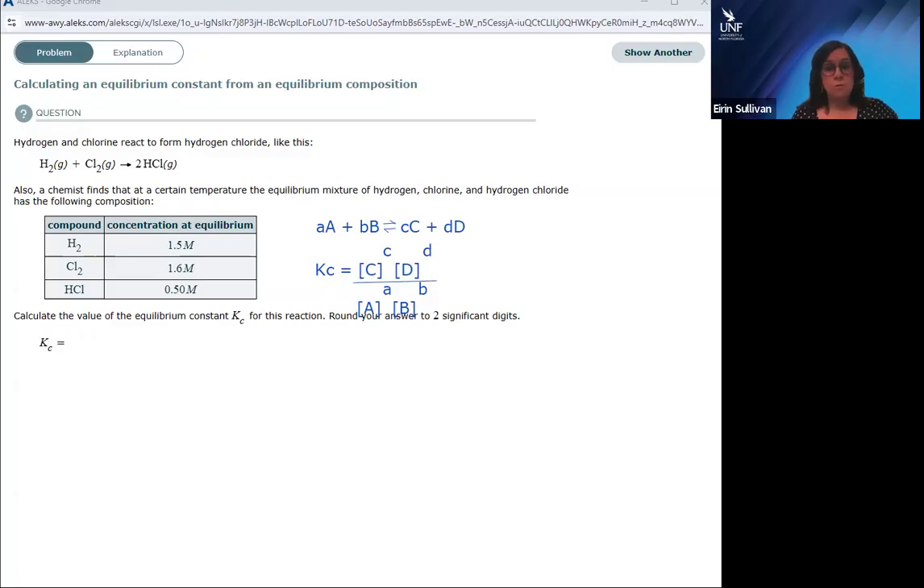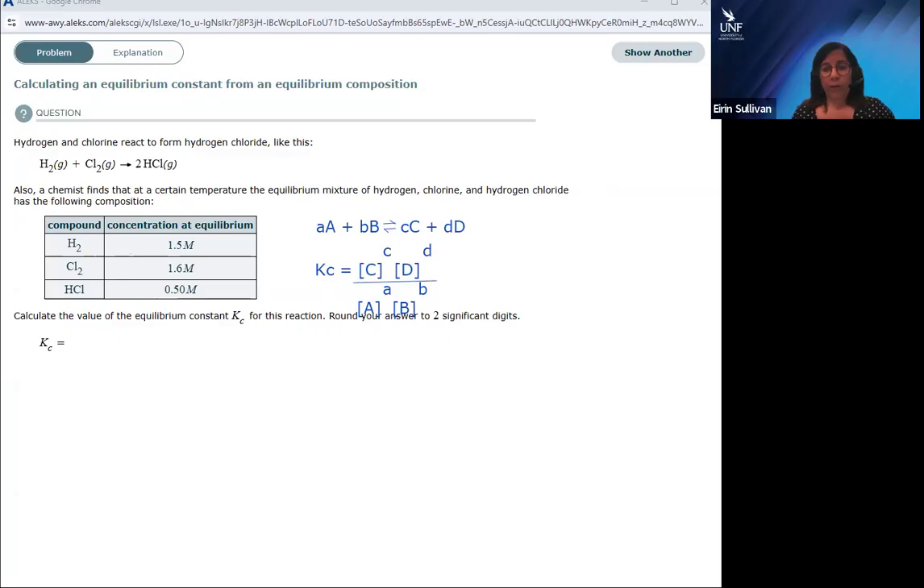So, calculating an equilibrium constant from equilibrium composition. By now we should be comfortable with writing equilibrium constant expressions, especially for homogeneous equilibria like this one. We can see that all the reactants and products are in the same state of matter. In this case, they're all gaseous. They could also all be aqueous.